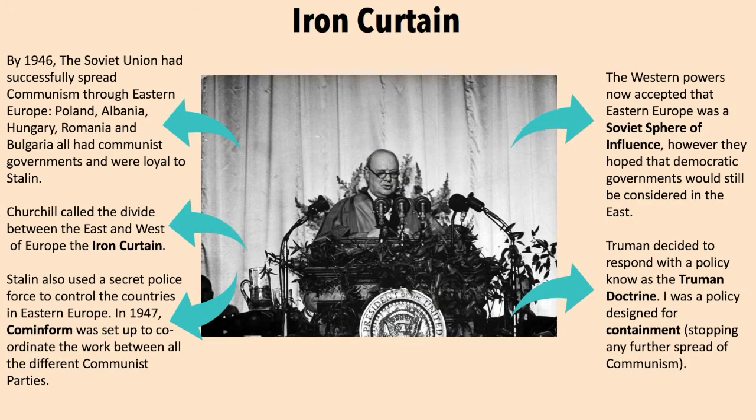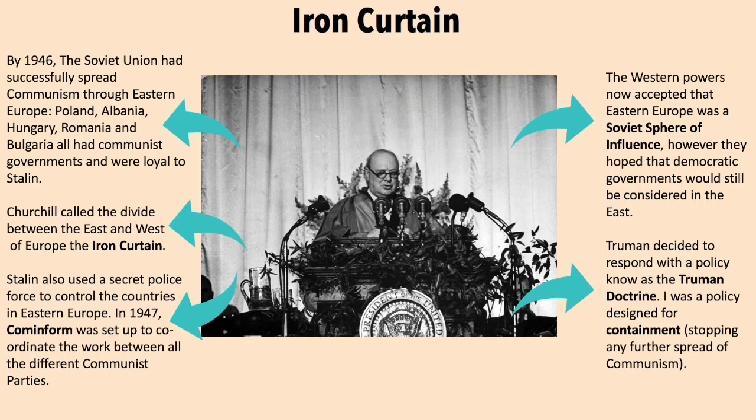By 1946, the Soviet Union had successfully spread communism through Eastern Europe. Poland, Albania, Hungary, Romania and Bulgaria all had communist governments and were loyal to Stalin. Churchill called the divide between the East and the West of Europe the Iron Curtain. Stalin also used a secret police force to control the countries in Eastern Europe.